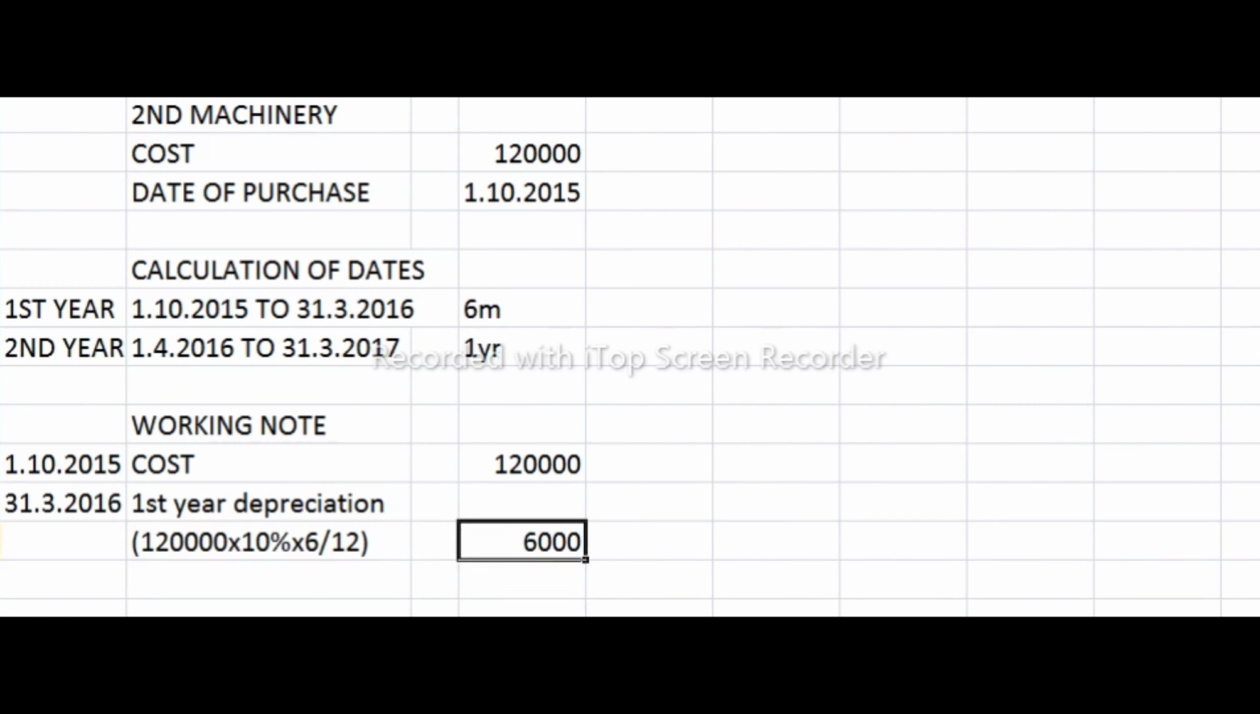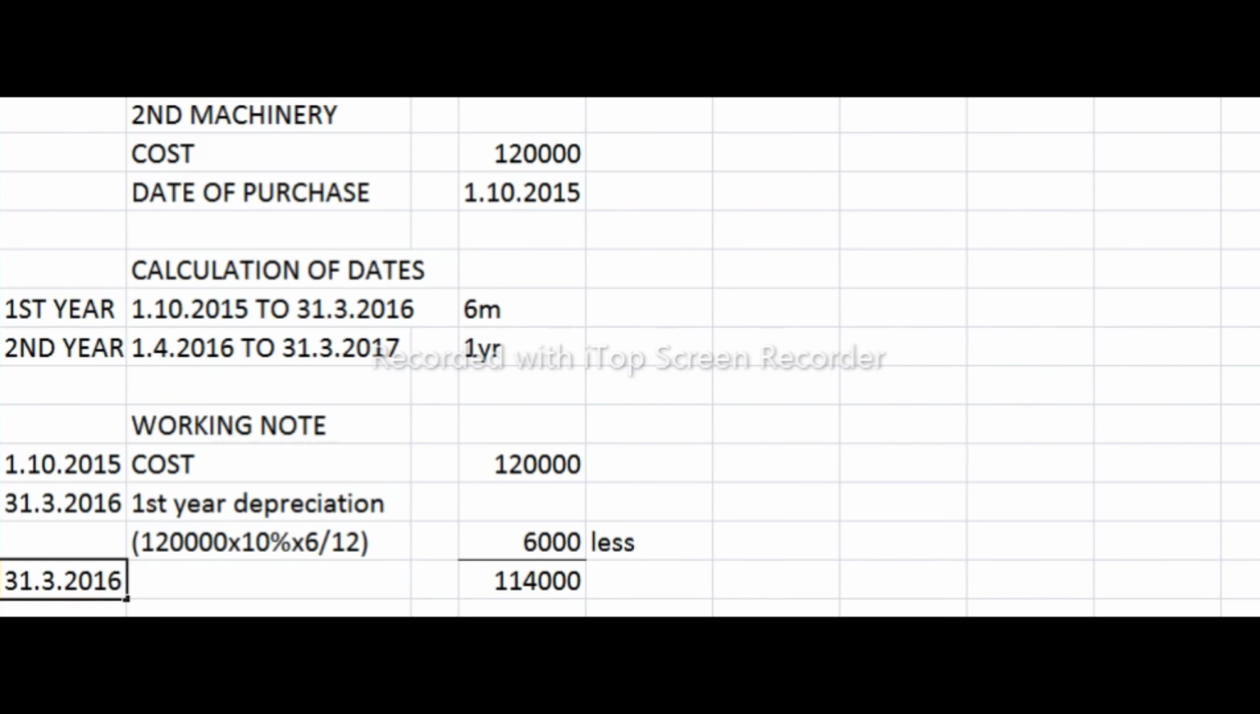So 1,20,000 into 10% is 12,000, and half of 12,000 is 6,000. So the first year depreciation is going to be 6,000, which is going to be subtracted from the original cost, which is 1,20,000. So when you subtract it from 1,20,000, you will get 1,14,000 as the balance.